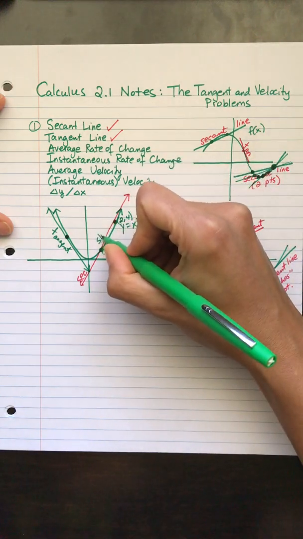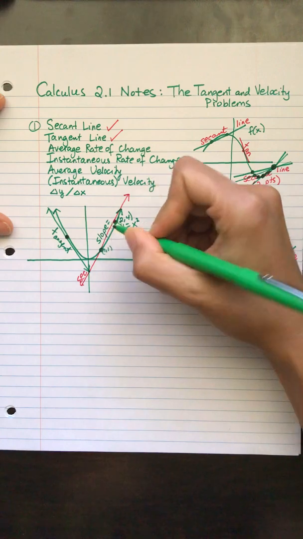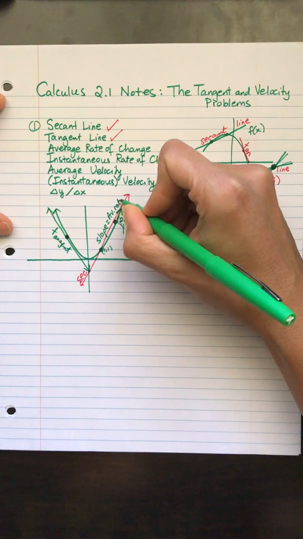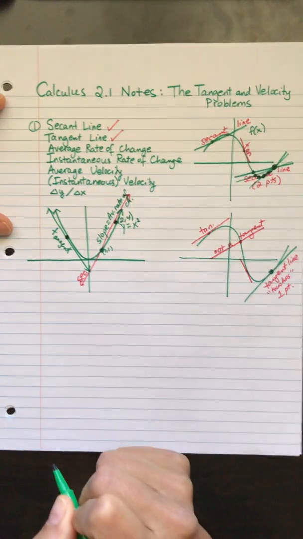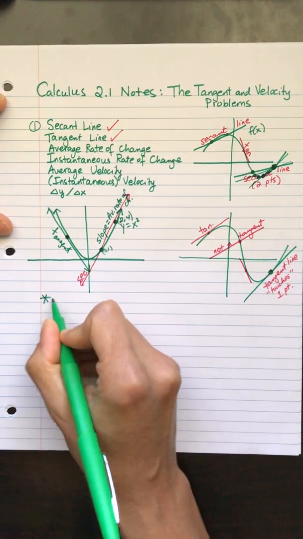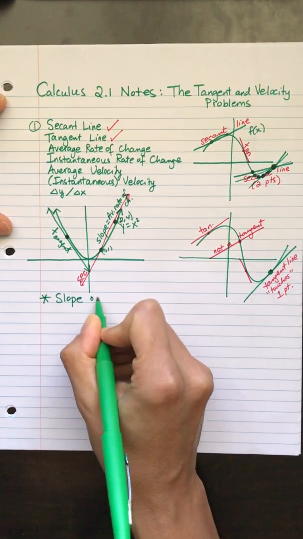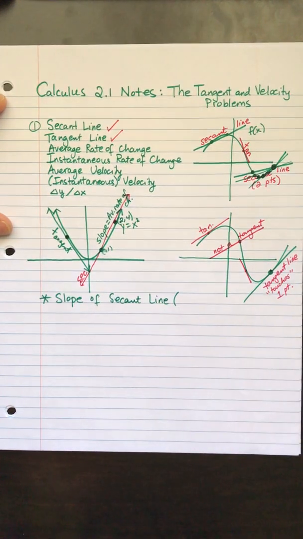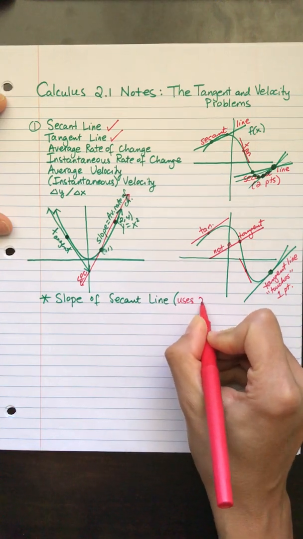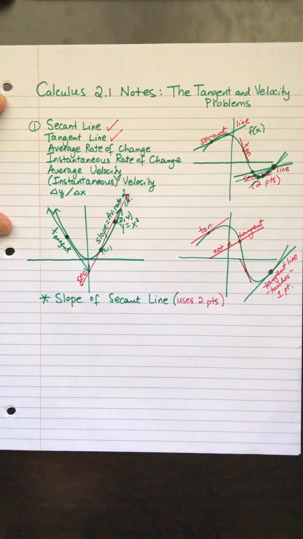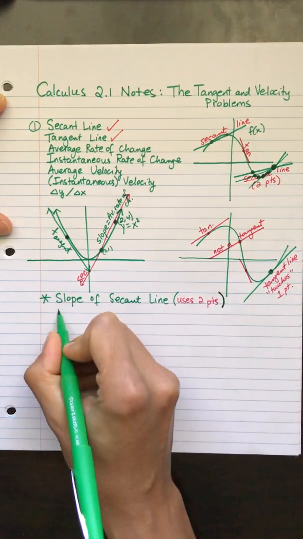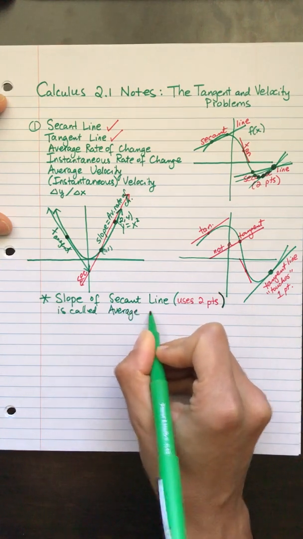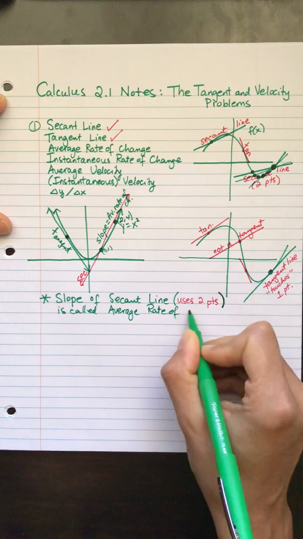Okay, so back to the secant line. If I find the slope of this line using 2 points, what's another fancy name for slope? It is average rate of change, right? So let me write that, super important. Slope of secant line, which uses 2 points on the curve, is called the average rate of change.